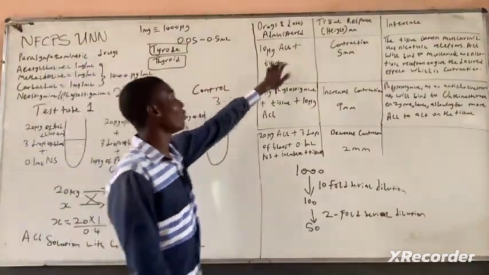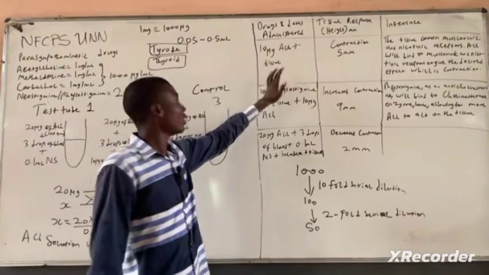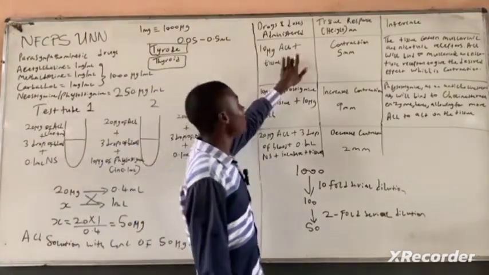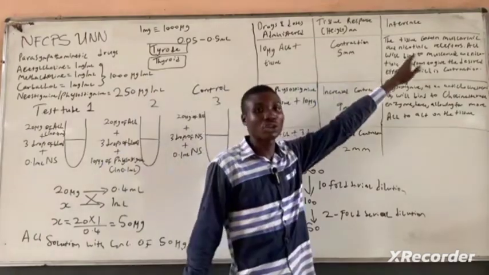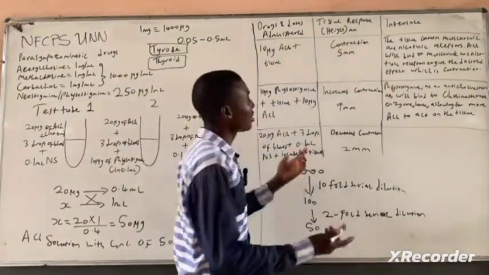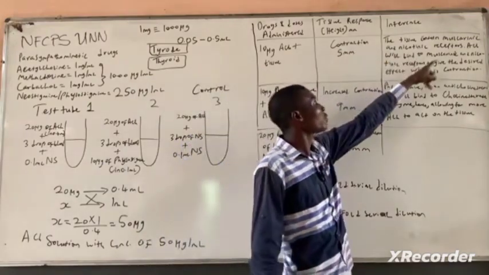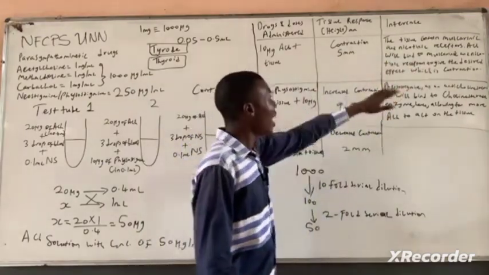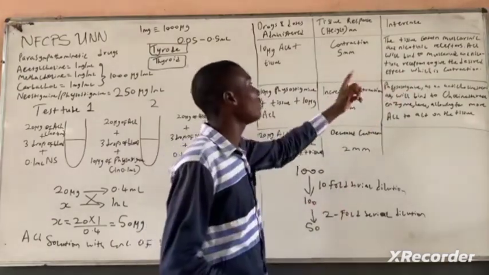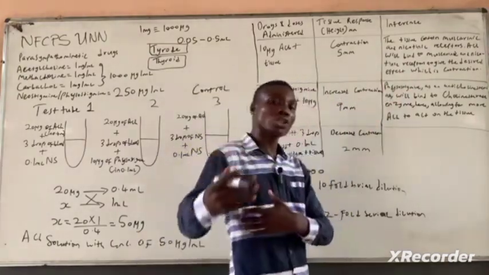So 10 microgram of ACH plus tissue. Did you see that 10 microgram of ACH is added to tissue? So the result of it is going to be contraction. And then the height of response is 5 millimeter. What is the inference? The tissue contains muscarinic and nicotinic receptors. ACH will bind to the muscarinic and nicotinic receptors to give the desired effect, which is contraction.